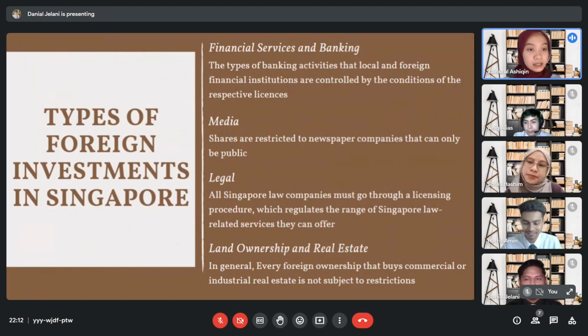Okay, last is land ownership and real estate. Every foreign owner that buys commercial or industrial real estate is not subject to restrictions in general. However, foreign investors making purchases are subject to special restrictions on all forms of residential property and some land.